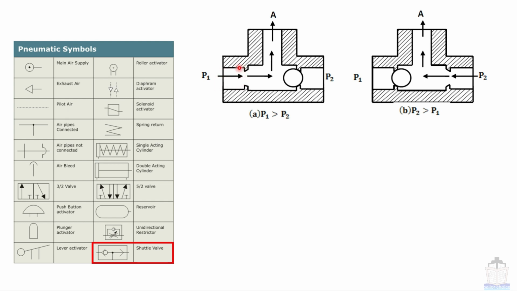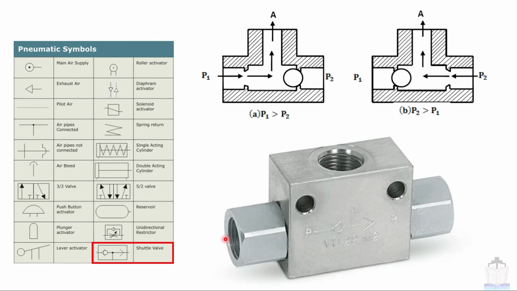It totally depends upon which port is pressurized more than the other. Suppose this pressure port is pressurized more than this one, then obviously this ball will choke this port and it will allow air to pass through this way. Similarly, if this has more pressure than this one, then this ball will choke this port and it will allow air to pass through this one. You will find this shuttle valve used at numerous places in the main engine maneuvering diagram. So this is a very important valve. It looks like this.